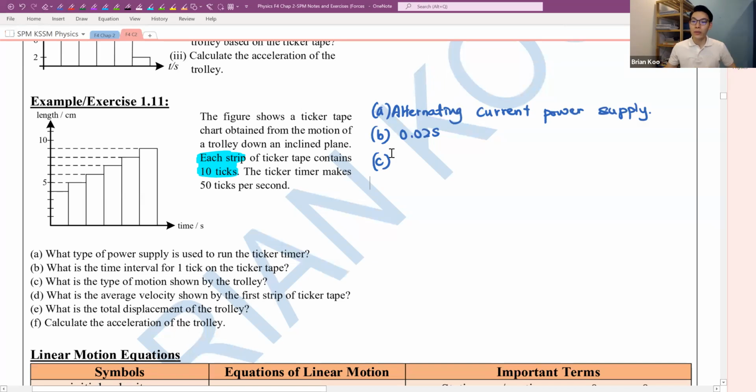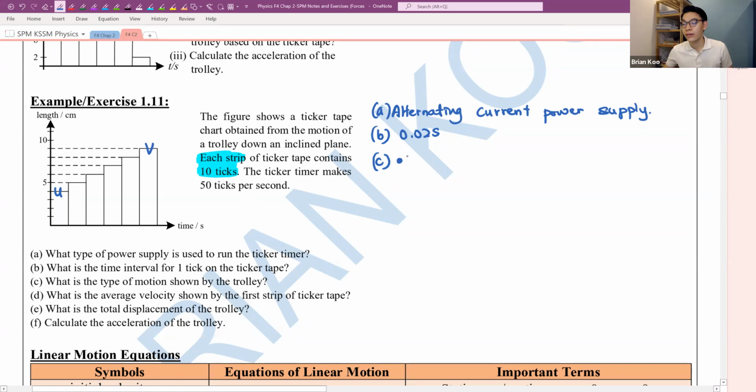Okay, what is the type of motion of the trolley? Okay, this one is a staircase going up. The velocity here and the velocity here are confirmed different. So what is confirmed is that it cannot be constant velocity, because when you calculate the velocity, the value is also different. Okay, unless all the strips are the same height, then okay, constant velocity. Okay, this one is velocity increasing.